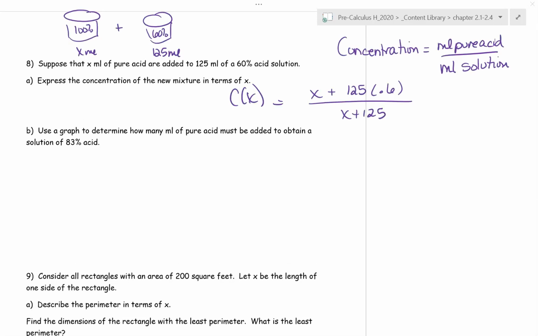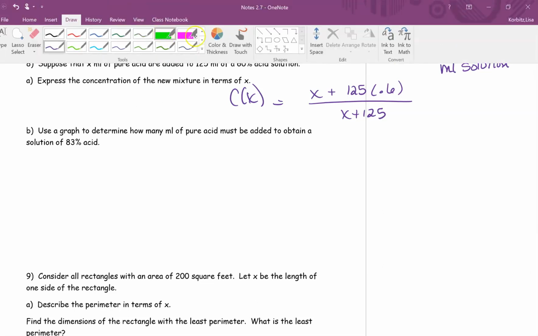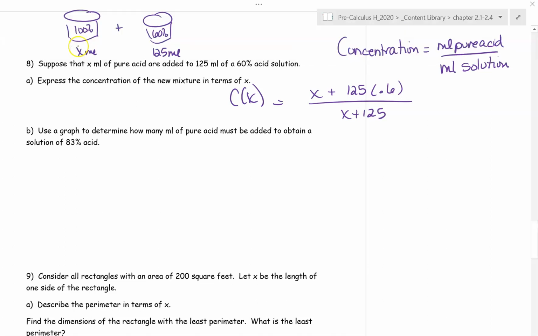Okay, so notice that you have 100% acid. X mils of pure acid are added to 125 mils of a 60% acid solution. So notice the concentration would be the milliliters of pure acid divided by the milliliters of total solution. So let's do the denominator first. That might be easier for you. So notice that if you wanted to think about how much total solution you have, 125 mils plus x mils.